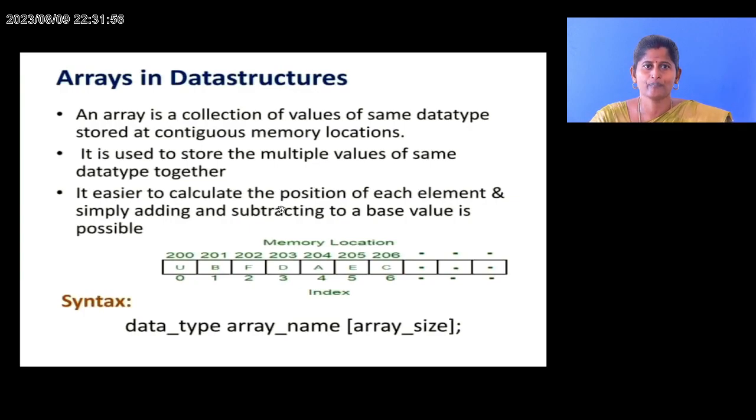It is used to store multiple values of the same data type together. So the elements in an array must be of the same data type. It is easy to calculate the position of each element, and simply adding and subtracting to a base value is possible. If we give a[2], we can easily fetch the element at index 2 of the array.